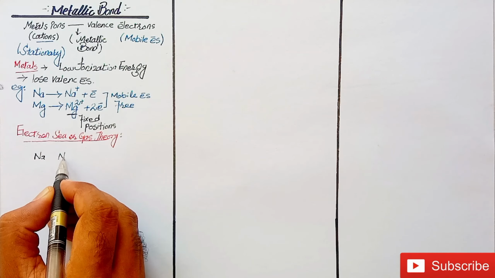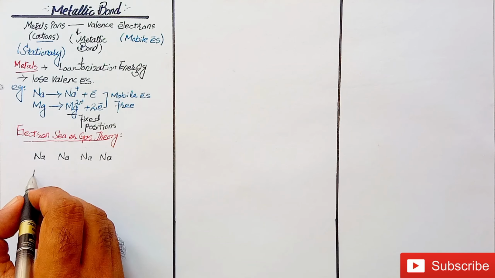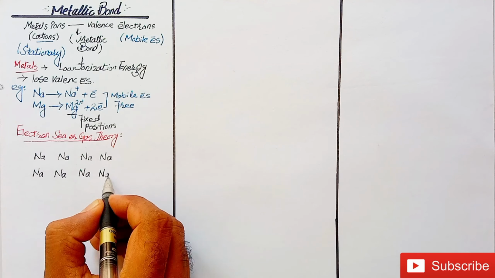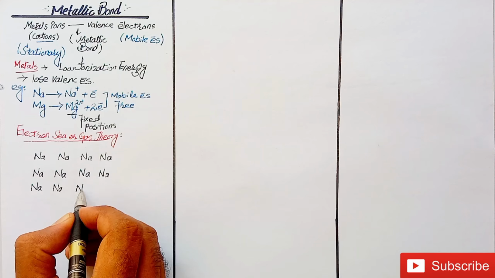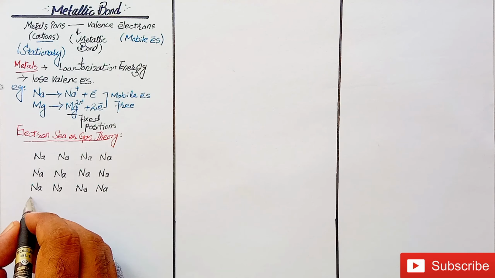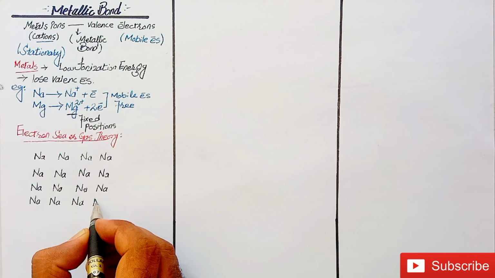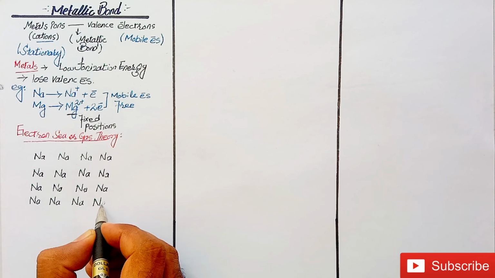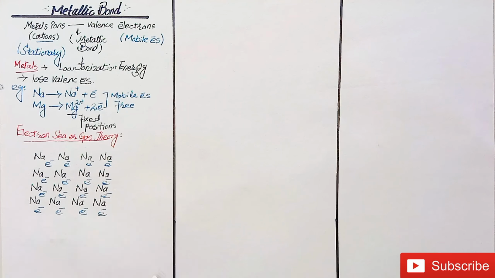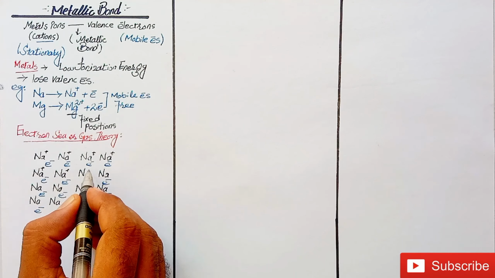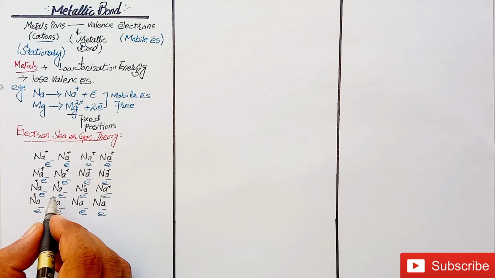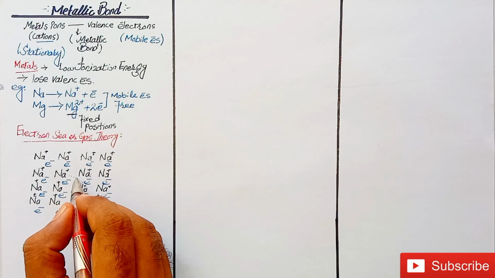According to this theory, these are the metal ions which are immersed in the sea of electrons which are flowing. Here, these are the metals. These metals lose their valence electrons. In case of sodium, there is one valence electron. Every metal loses one valence electron in this way and forms cations.